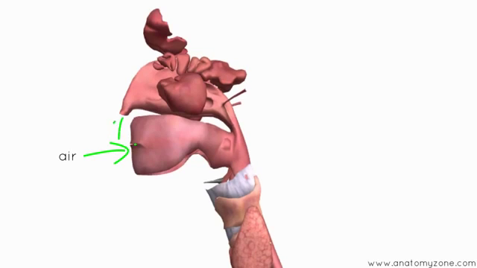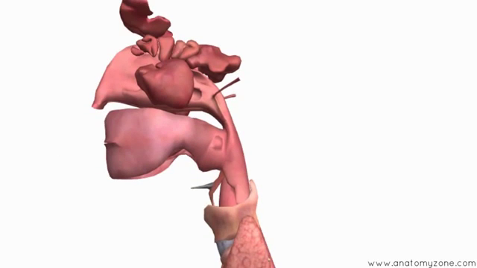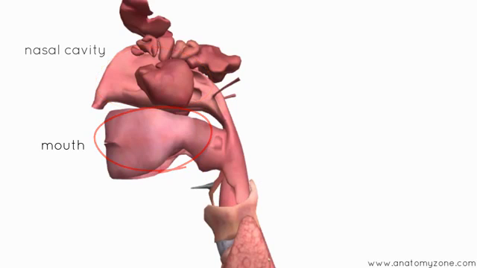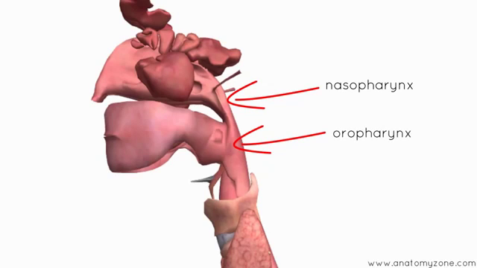The other pathway for air is through the mouth. The air enters into the mouth and passes posteriorly into the pharynx. The pharynx is this muscular tube posteriorly, behind the nasal cavities and the mouth, and it joins the nasal cavities and the mouth to the esophagus and the larynx below. You've got three parts to the pharynx: the nasopharynx at the top, the oropharynx, which is just behind the mouth, and the laryngopharynx, which sits inferiorly.